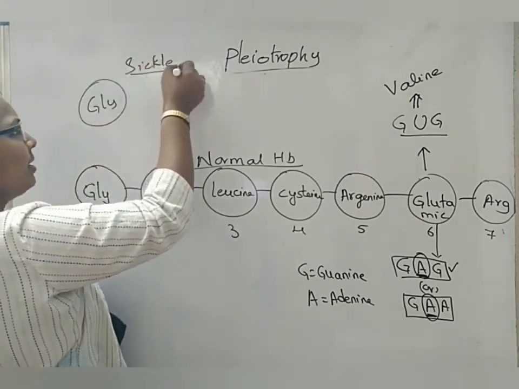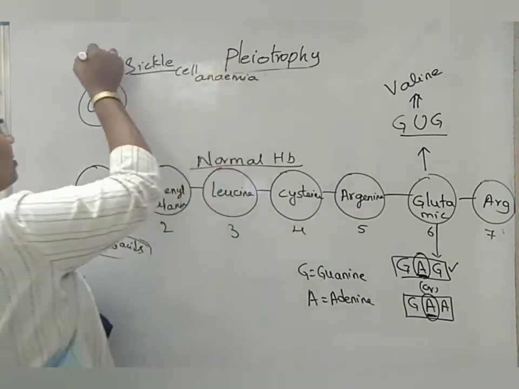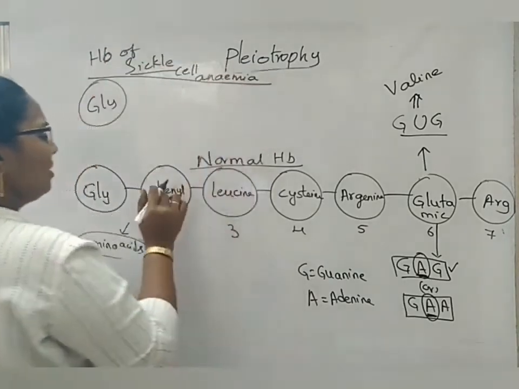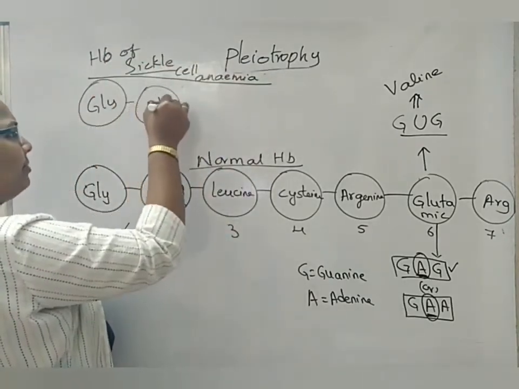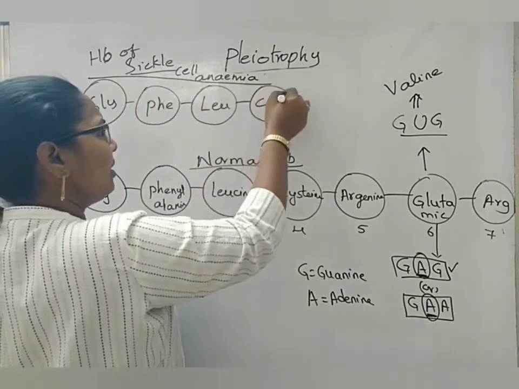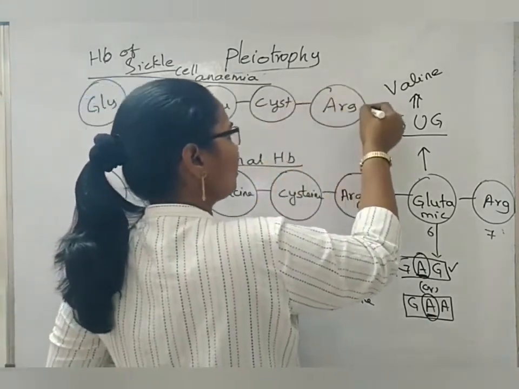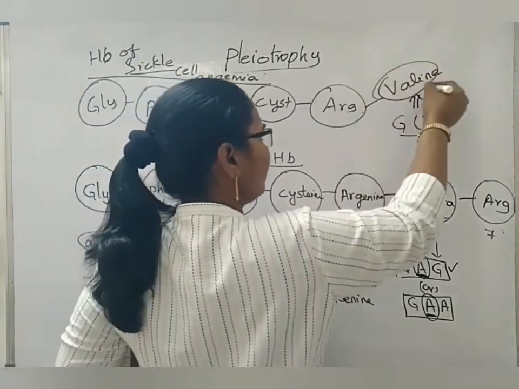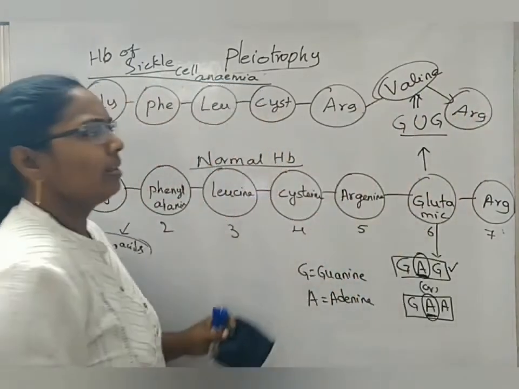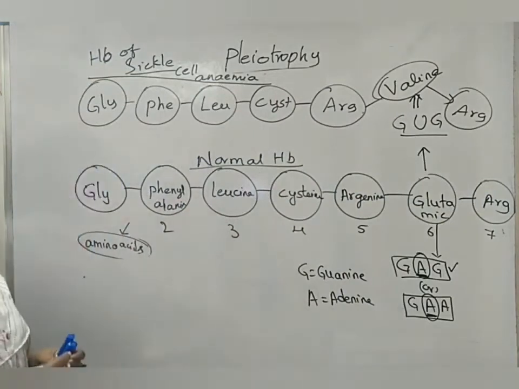The hemoglobin of the sickle cell anemia condition. Now, the second one will be phenylalanine. Third one will be leucine. They are not changing. Fourth one will be cysteine. Fifth one will be arginine. So the sixth one will be valine. Seventh one will be arginine again. There is no change in any of the 7th, 5th, 4th, 3rd, 2nd and 1st amino acids or their codon sequences.